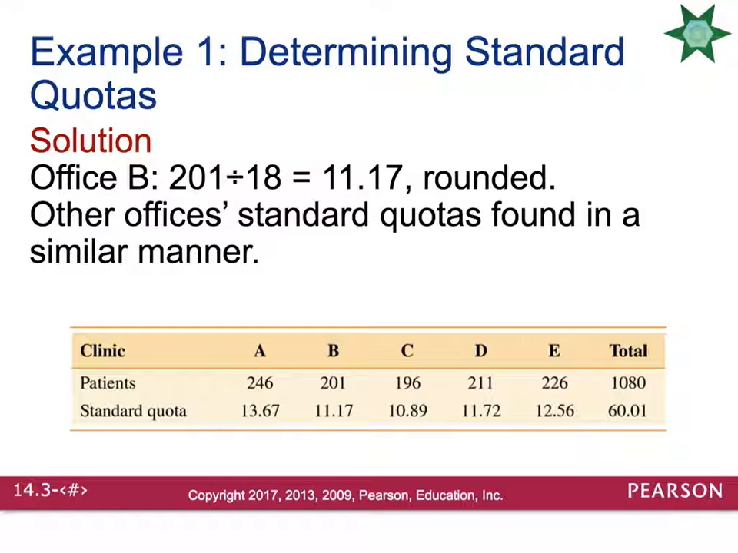Now notice if you added all of these together, you would get 60.01. That's a little bit of a problem because we only have 60 doctors. You're not going to have 0.01 of a doctor. And so sometimes that can cause a little bit of an issue.